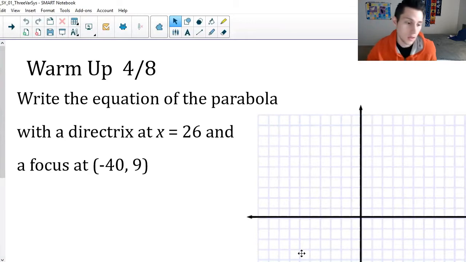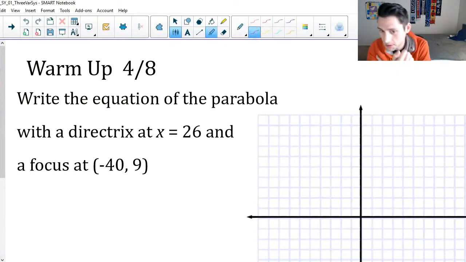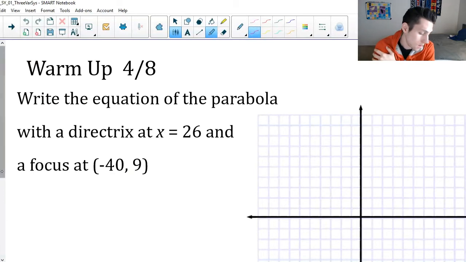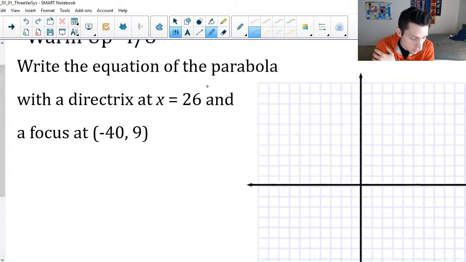All right, so for today, we're going to move on to our new unit, but I'll go ahead and start off just by doing a quick warm up. Back to just a little bit of conic section stuff. In this case, this one is a parabola.